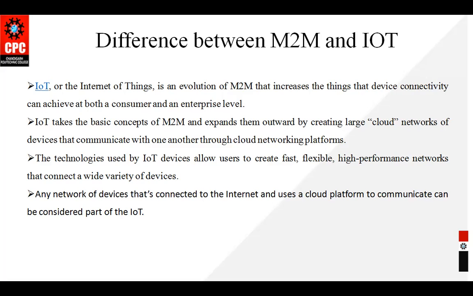Also, the technologies used by IoT allow users to create fast, flexible, high performance networks that connect a wide variety of devices. An example is a mobile ad hoc network. And any device that is connected to the internet and uses a cloud platform can communicate and can be considered a part of the IoT. This is basically what IoT is, how it is a successor of M2M, and how it employs different devices to communicate with each other.